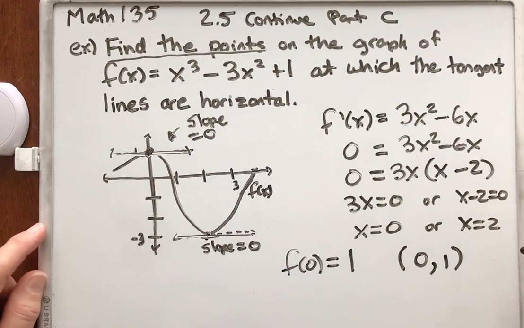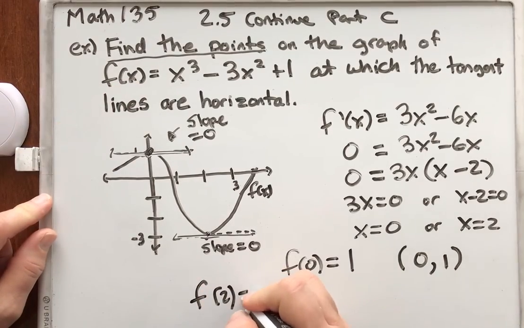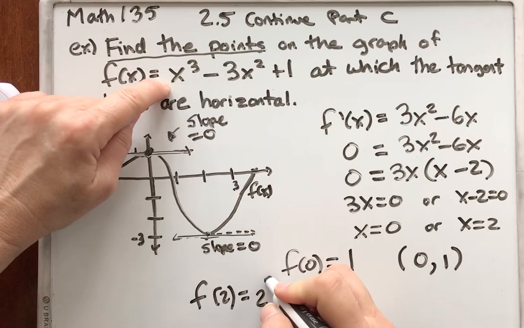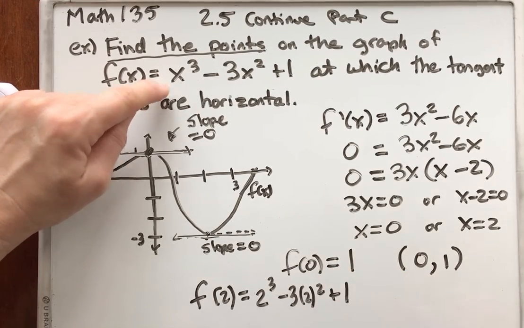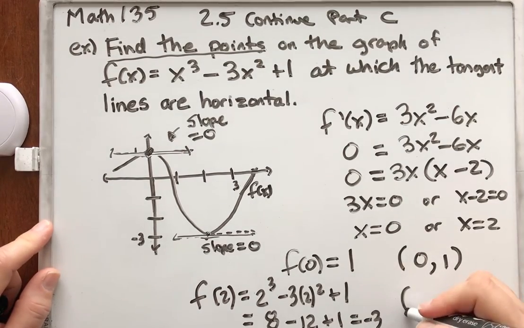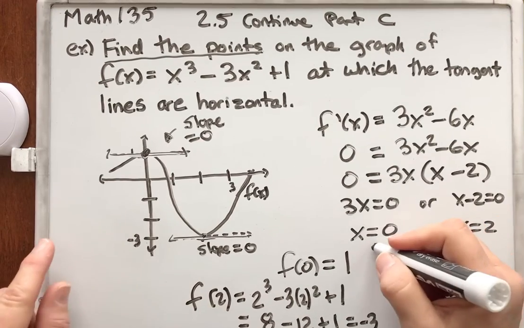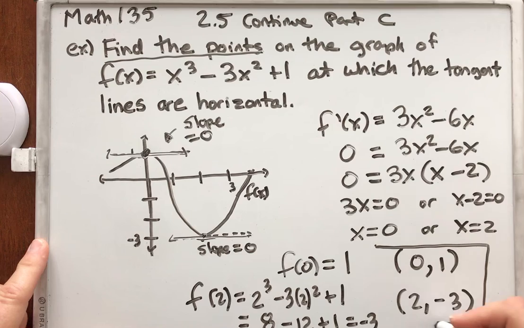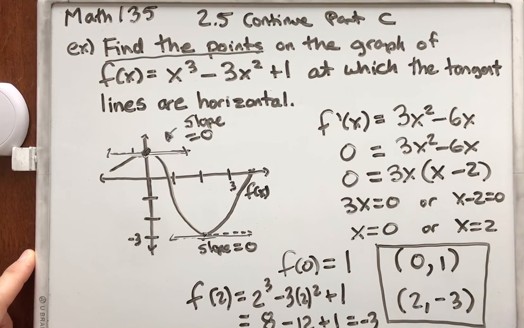Let's find the next point. We're going to put a 2 right in here. So f of 2 equals 2 cubed minus 3 times 2 squared plus 1. So we have 8 minus 12 plus 1, which equals negative 3. So our second point is going to be at 2, negative 3. So there's our answer. We found the 2 points at which the tangent lines are horizontal.